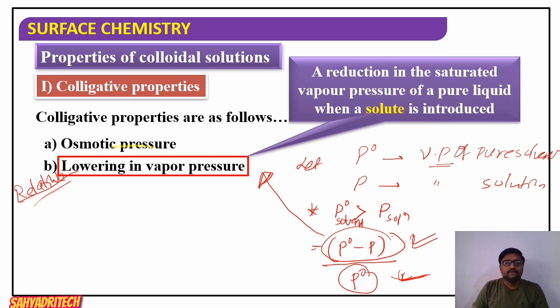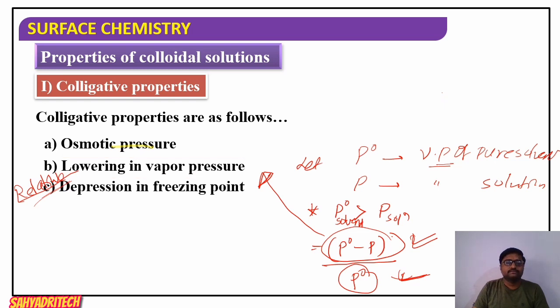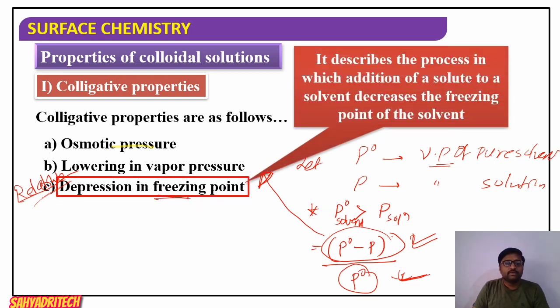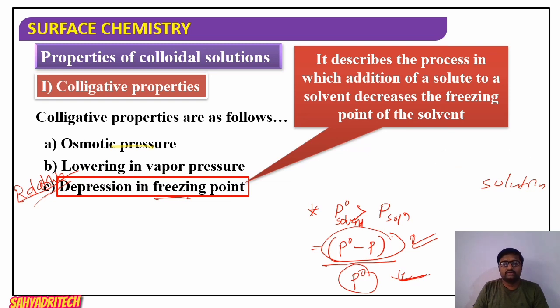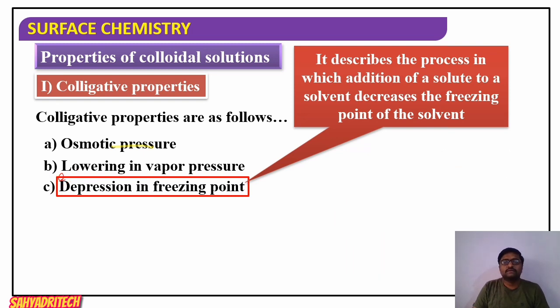Well, now coming to the next one, depression in freezing point. We know the freezing point meaning. Here also, whenever a solute is added to solvent, it describes the process in which addition of solute to solvent decreases the freezing point of the solvent. So whenever a solute is added to solvent, its freezing point decreases. So we call it the depression in freezing point.